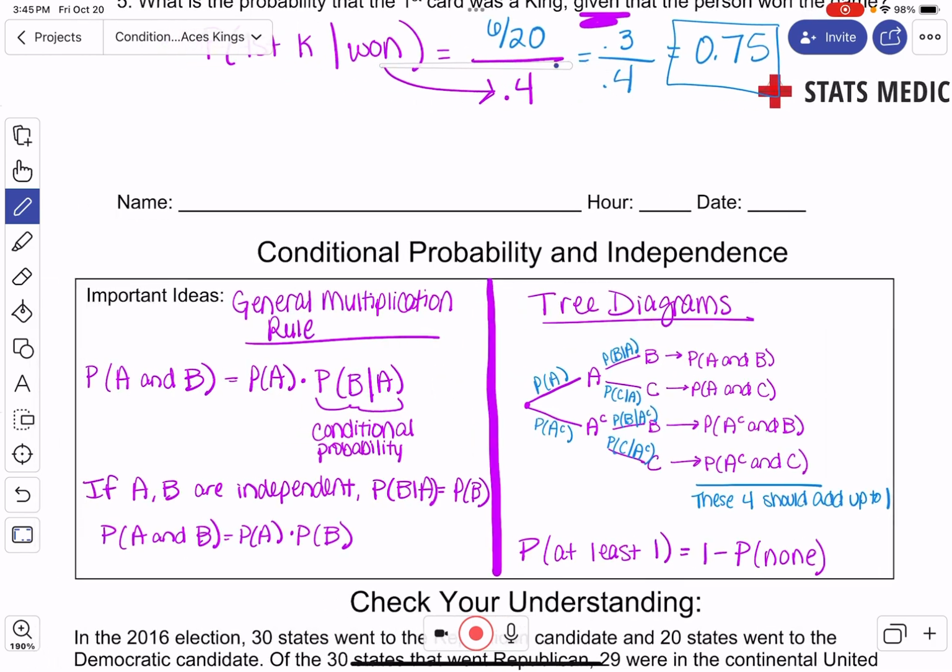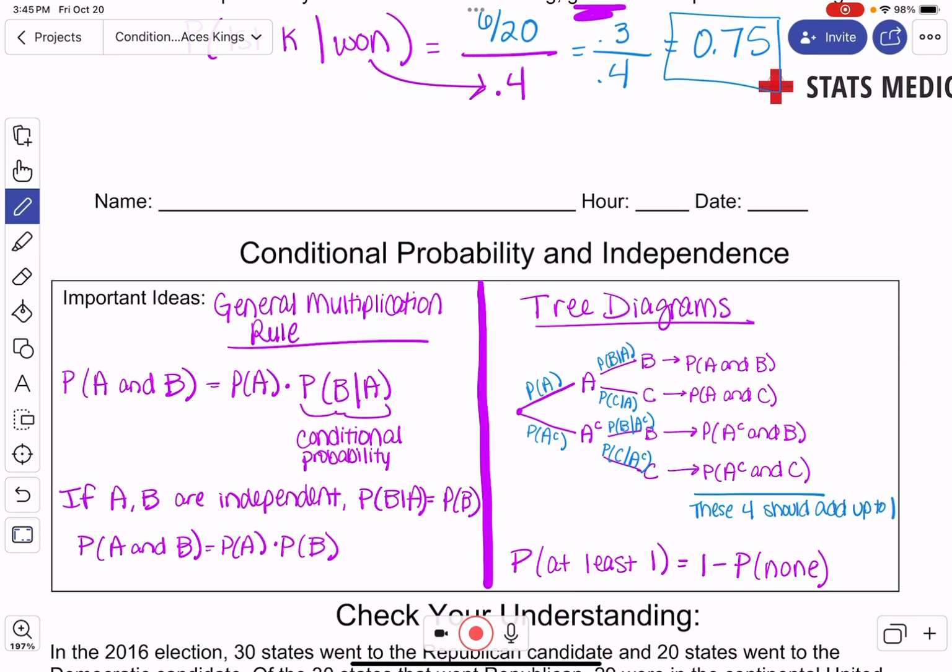Okay, so on tree diagrams, or actually let's look at the general multiplication rule first, and you can pause and copy this down as you need to. So the probability of A and B means that you're going to multiply those two probabilities. You're going to multiply the probability of A times the probability of B given A. That's your conditional probability. If A and B are independent, the probability of B given A is the same as probability B. That means that knowing A doesn't affect anything. It's not going to change the probability. The example that we just did, that's dependent. So if we just do the probability of A and B, you multiply those two probabilities.